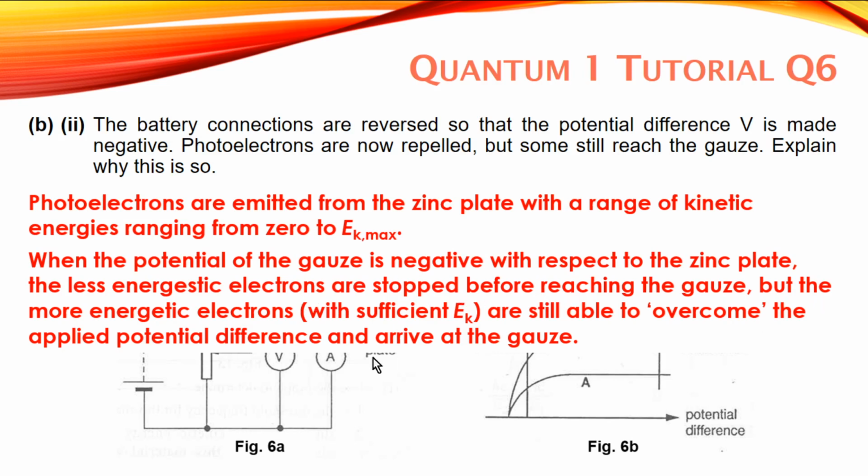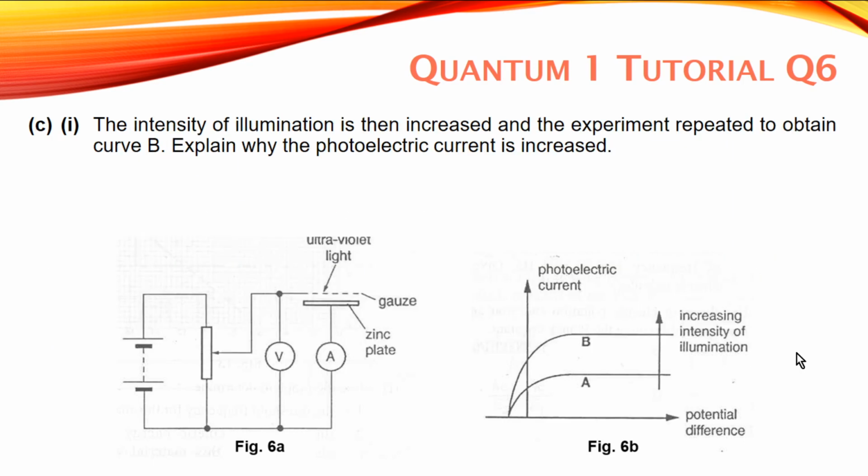But the other ones that are energetic enough, they are more energetic electrons, those are the ones that won't be stopped halfway. They'll slow down, but they still manage to overcome the applied PD and arrive at the Gauss. So that's why there are still some electrons that manage to reach the Gauss, because those are the faster ones. See part 1.